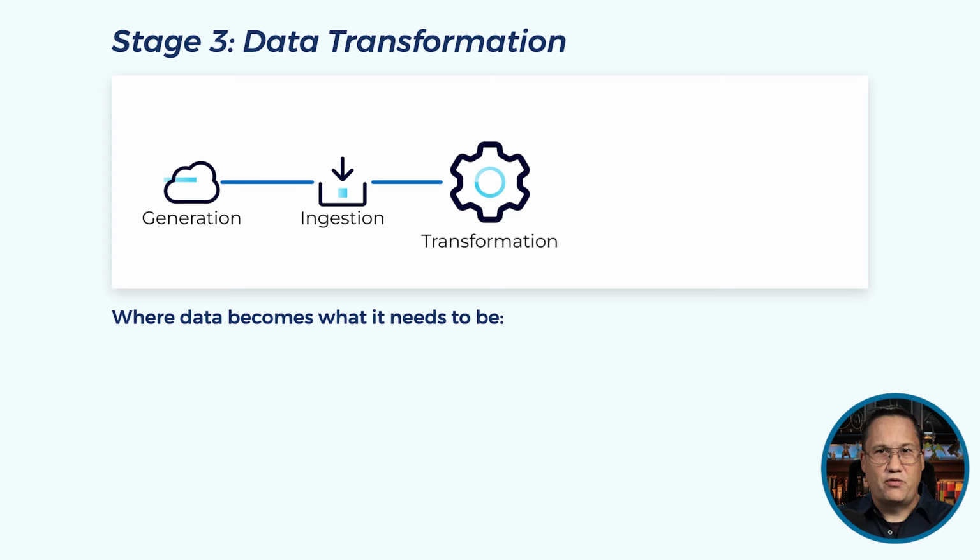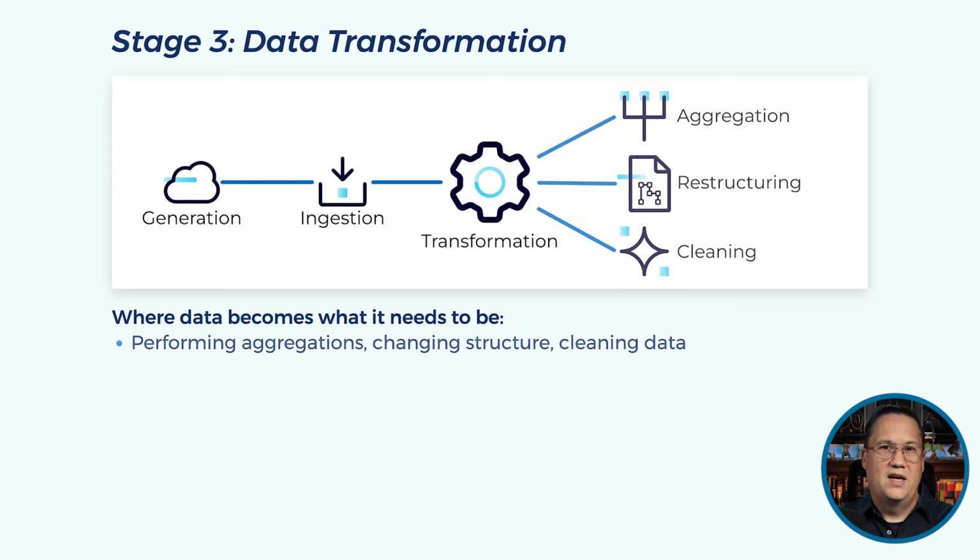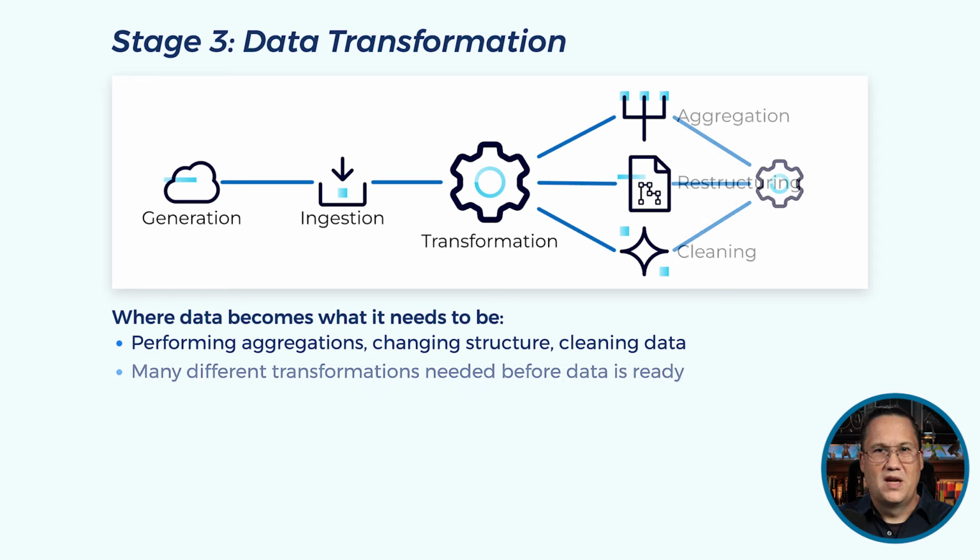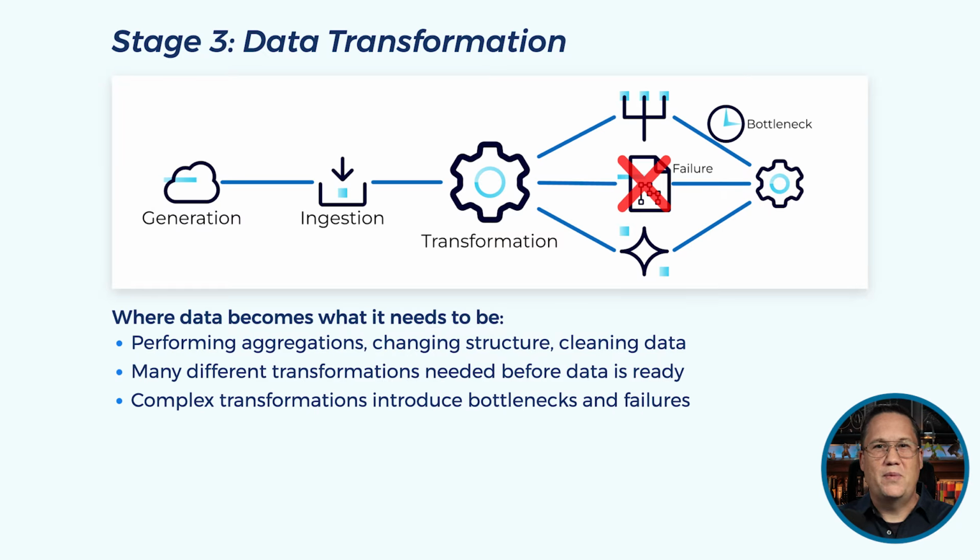The transformation phase is where the real business logic lives. It's where we take the raw incoming data and transform it into something that will be more useful for the business. This could mean performing aggregations, changing the data structure, and cleaning invalid values. The challenge is that this process may require multiple transformations to prepare the data for consumption. Each transformation potentially introduces a bottleneck or a point of failure in the pipeline.